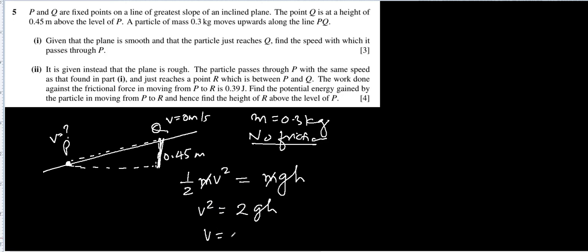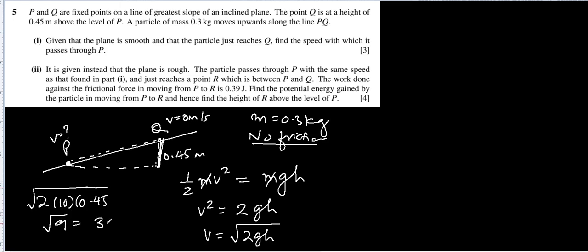If we square root both sides, v equals the square root of 2gh, and let's put the values here. Square root of 2 times g, which is 10, times h, which is 0.45. That is the square root of 9, which comes out to be 3 meters per second. That was the speed at P. For part b, it is given instead that the plane is rough, so the situation has changed.